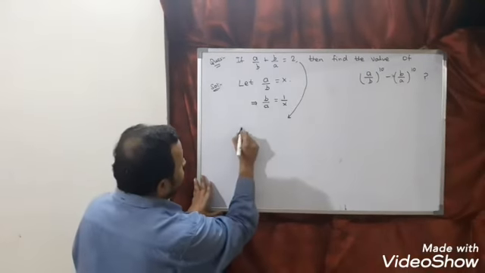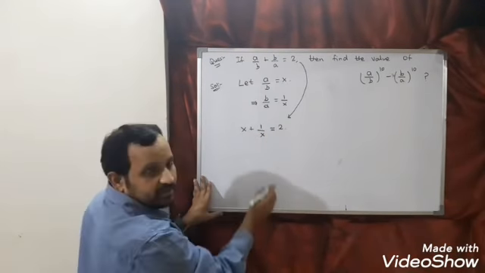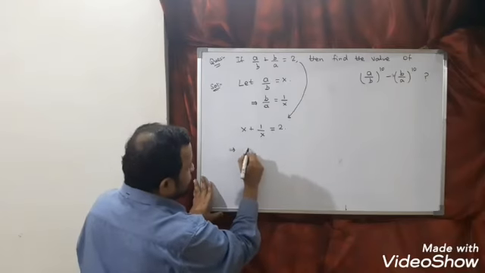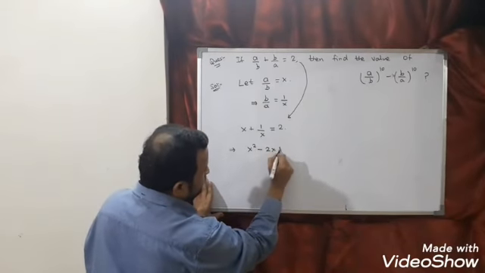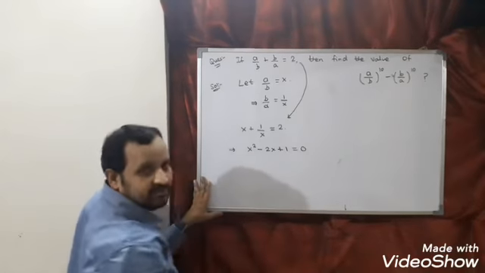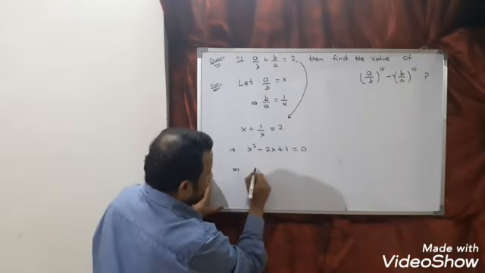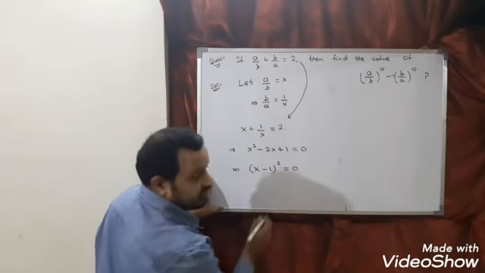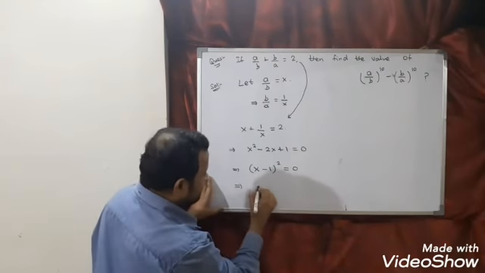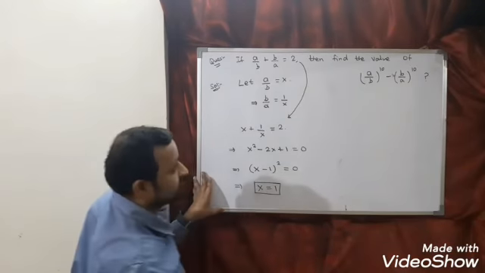So what you will get? X plus 1 by x is equal to 2. Now cross multiply, take LCM, what you will get? X square minus 2x plus 1 is equal to 0. I did LCM and I cross multiplied. So this we can write as x minus 1 whole square is equal to 0. So tell me what is the value of x? X is nothing but 1. So I got x value equal to 1.